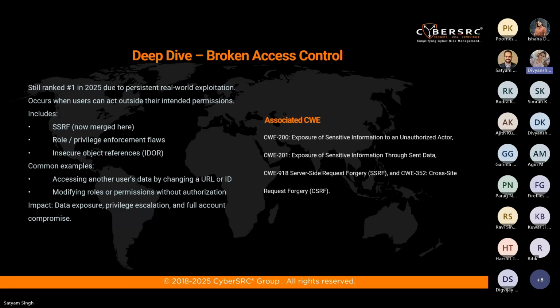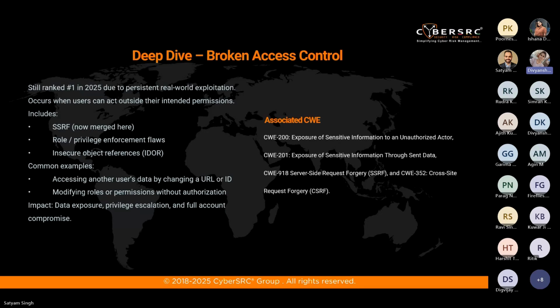Next, as mentioned, SSRF is now a part of this group because an internal resource is allowed to accept external calls. That's fundamentally an access control weakness. The impact of broken access control is extremely severe. It ranges from data exposure to privilege escalation, and in many cases, complete account or system compromise.